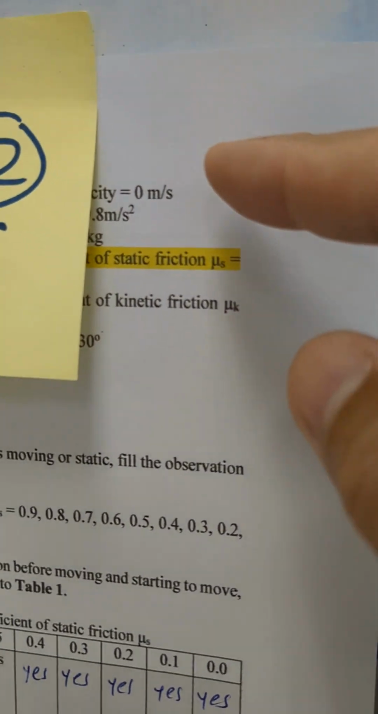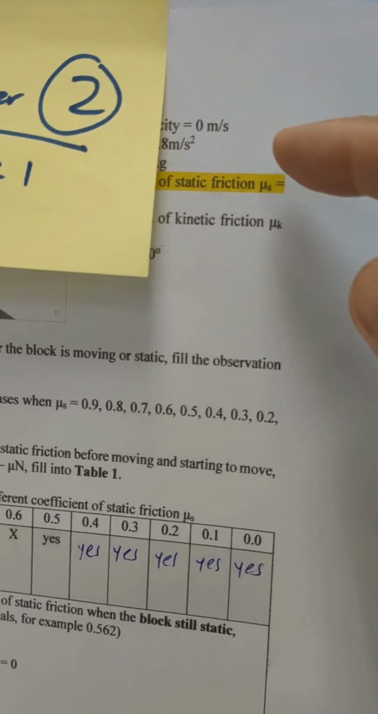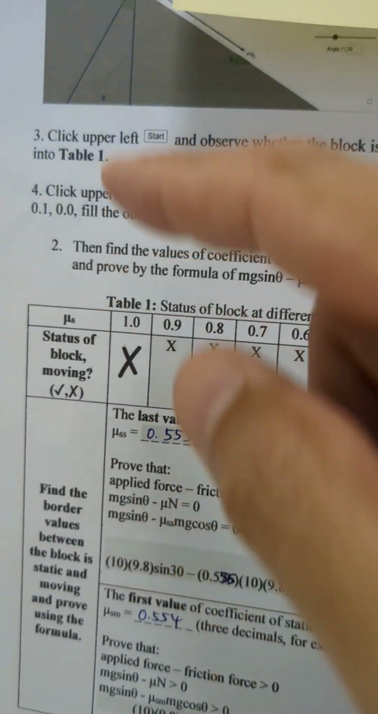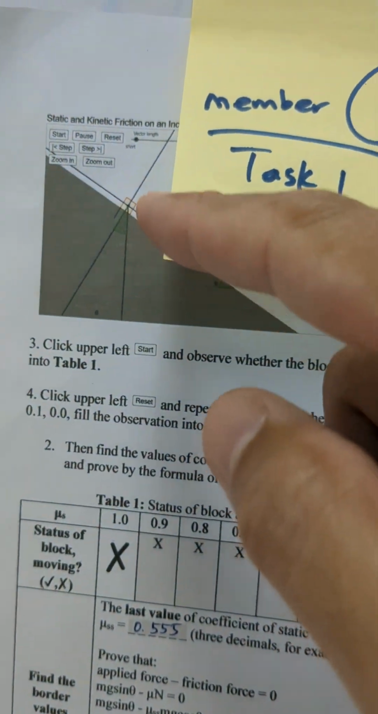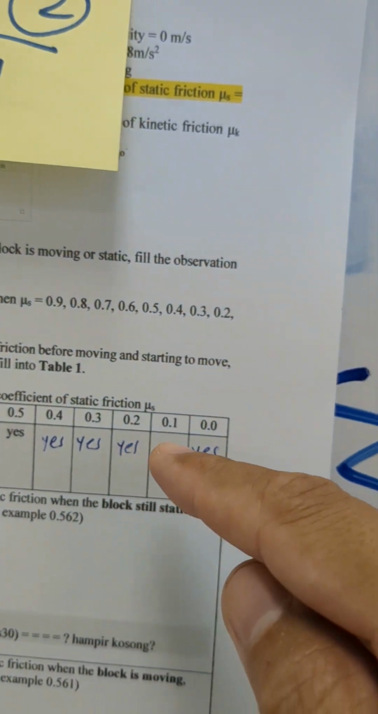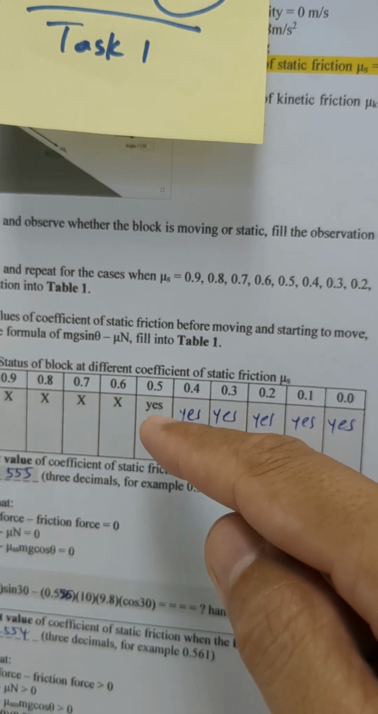We have the initial velocity, we'll put 0, and then the gravity 9.8, and after that we're going to start from 1. After we have 1, we click start and see whether the object is going to move or not. If not moving, then we're going to put X here. We will try all the numbers, and if that number can move the object, then we will put yes.